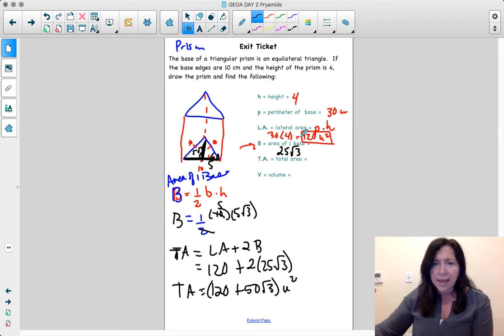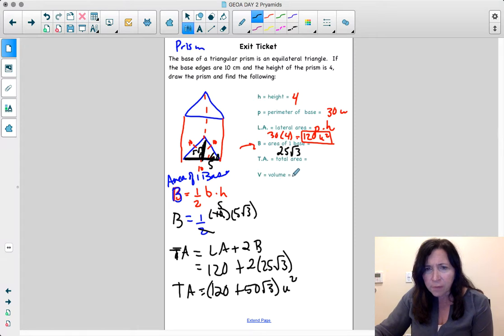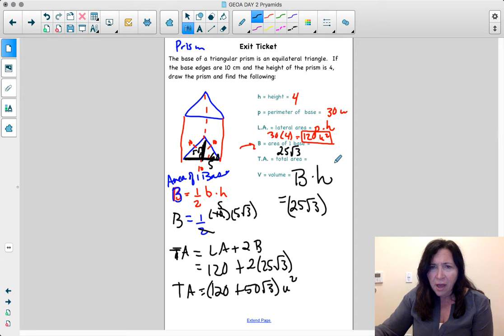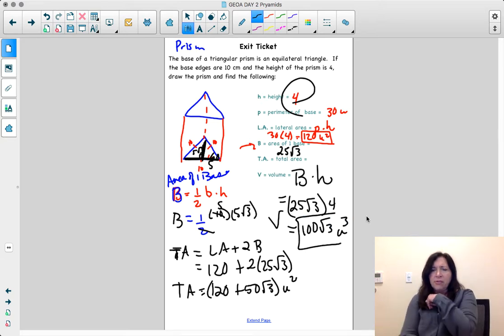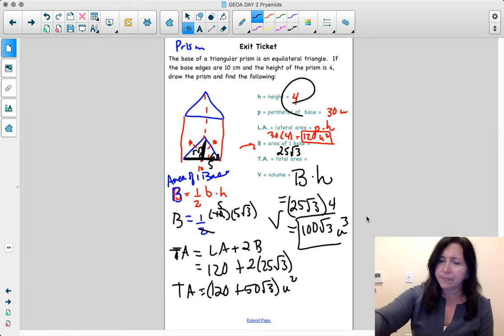All right. Now, lastly, my volume for a prism is area of one base times the height. So the area of one base, we've already decided, was 25√3. The height of my shape is 4. So the volume is going to equal 100√3. And remember, it's units cubed because it's units times units times units.